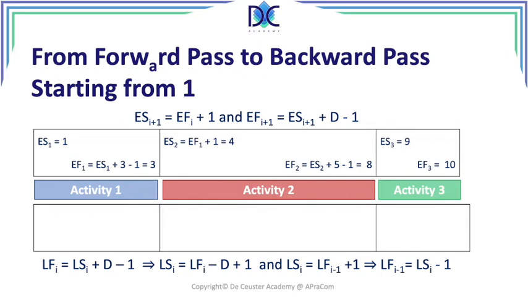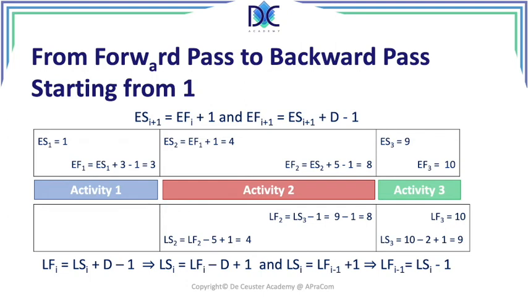Let's now start with the calculation. So we start with the late finish of 3 is equal to 10, and like we did in the previous example, we can calculate the late start of 3, which is equal to the late finish of 3 minus the duration plus 1. So 10 minus 2 plus 1 is 9. For activity 2, we can find that the late finish of 2 is late start of 3 minus 1. So it's 9 minus 1 is equal to 8. And now we can calculate the late start of 2, which is the late finish of 2 minus 5 plus 1 is equal to 4.